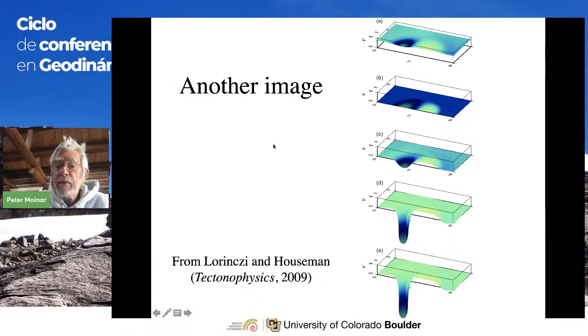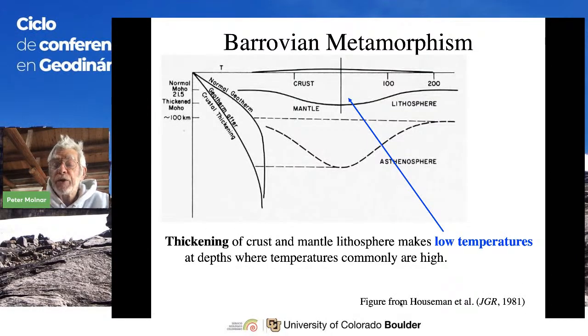And so my image is much more like this. This is a numerical calculation by Lorenzi and Hausmann, where if you thicken a little bit of a layer that's dense and you thin it a little bit, the dense part sinks and goes down. And this is what I think one is seeing under the Alps, not subduction, but these blobs that are sinking. And this is a Rayleigh-Taylor instability.